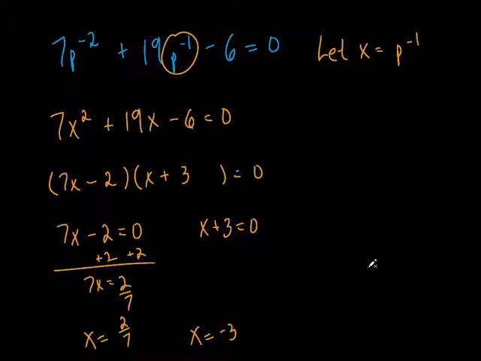Are we done, though? Is that our answer? No, it's not our answer. It's what x is, but now we've got to substitute back in, correct? Keep everything on this one page right here. So x is 2/7. So look what we're going to do. X is the same as p to the negative first.